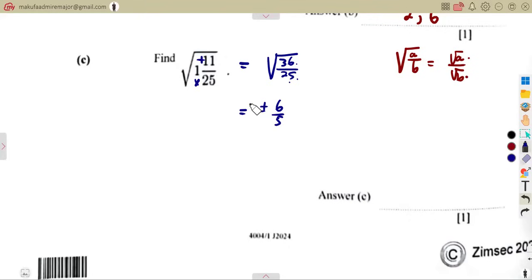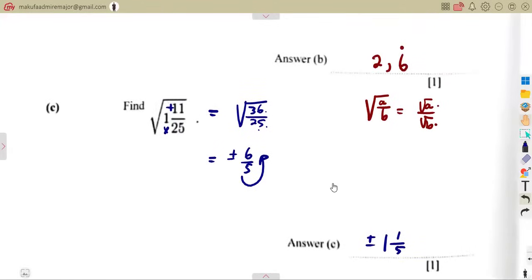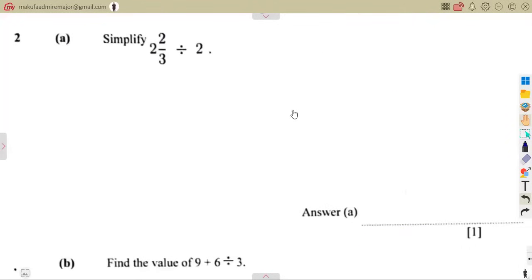So you can write it as plus or minus, or you can just leave it like that. That is going to be plus or minus 6 over 5. 5 into 6 is going to be 1, and we have got a remainder of 1 over 5. So that was what you were supposed to have done in the simplification. Make sure that you do simplify properly.